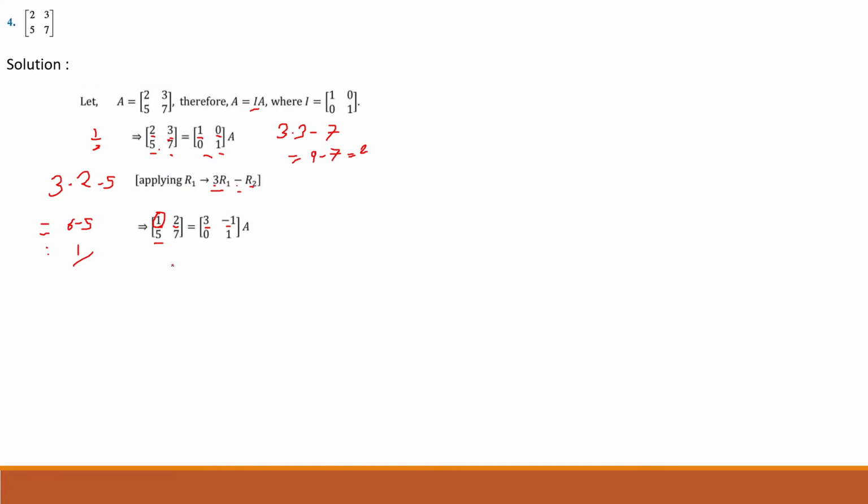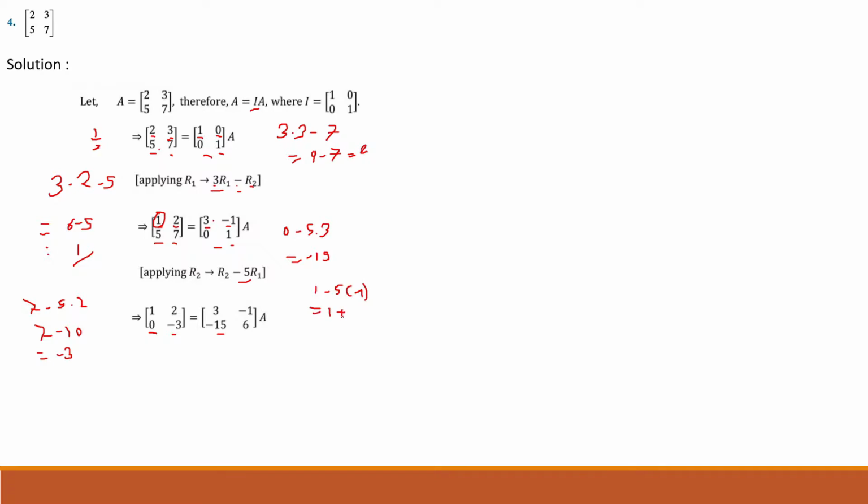By using 1 we have to make this element 0. So transformation simple है, हमने कई बार किया है, which is R2 minus 5R1. तो ये element हो जाएगा 0. And 7 minus 5 into 2 which is 10, that makes minus 3. Same transformation for this matrix, it will be 0 minus 3 into 5 which is minus 15 and 1 minus 5 into minus 1 is 6.